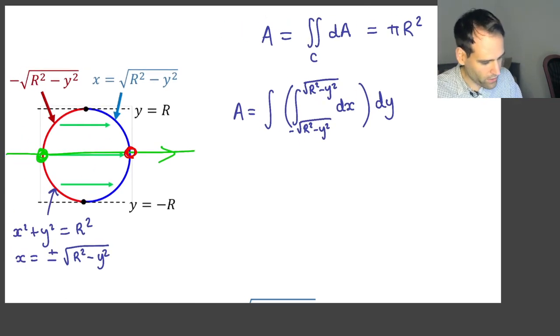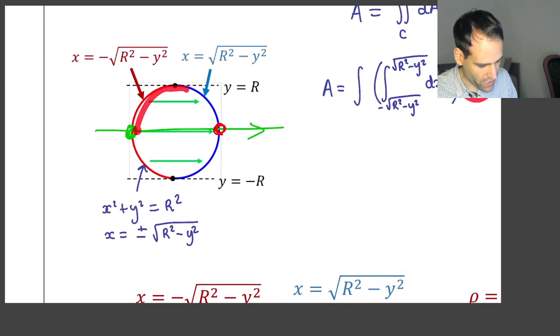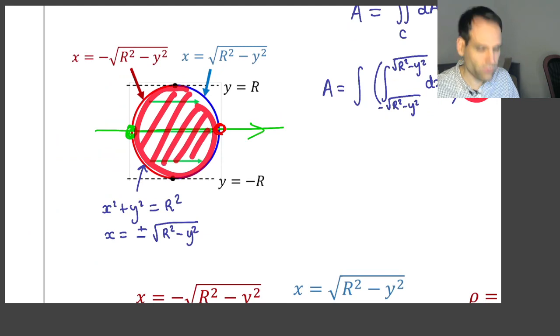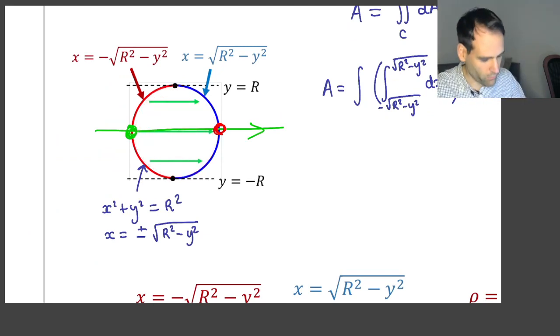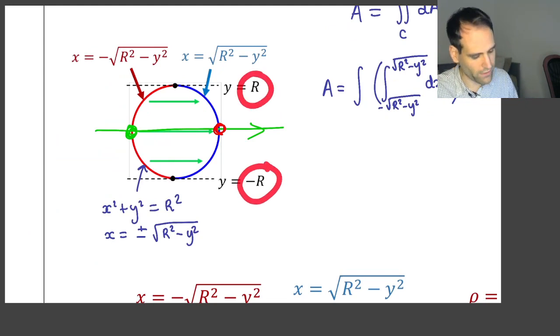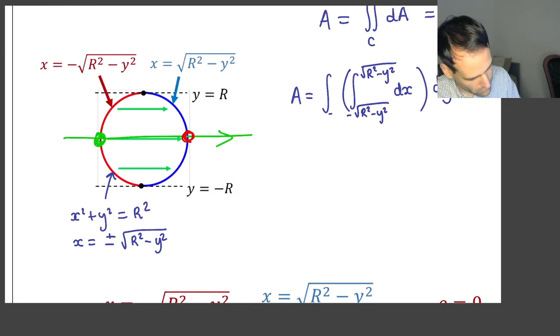And then the limits along y, we have to project this circle into the y direction. So when we project it into the y direction, we just have to integrate from minus r to r. So those will be the limits in y.